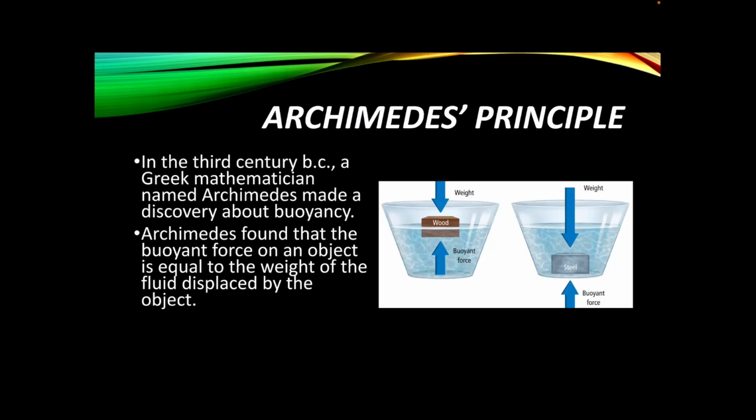Let's talk about Archimedes' principle a little bit more. There's two things that you need to know. First of all, in about the 3rd century BC, there was a mathematician named Archimedes, and he is the one who discovered buoyancy. He discovered the force of it. What he found was that the buoyant force on an object is equal to the weight of the fluid that is displaced by the object.